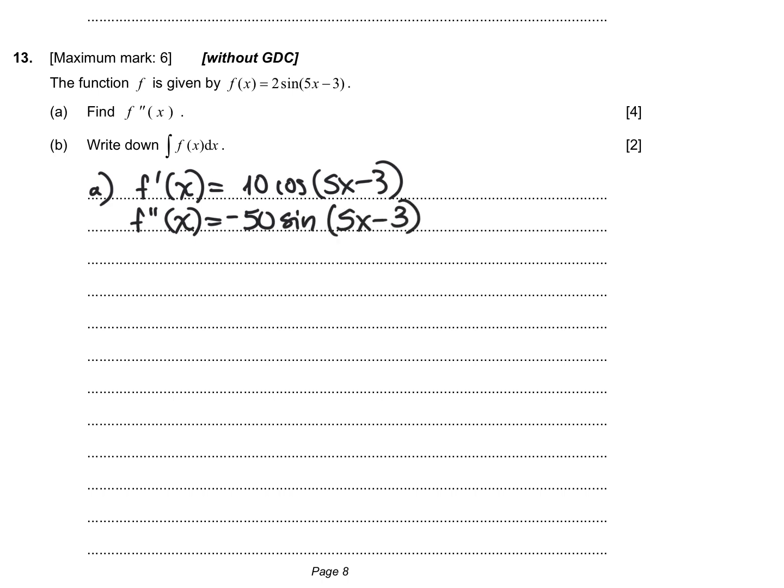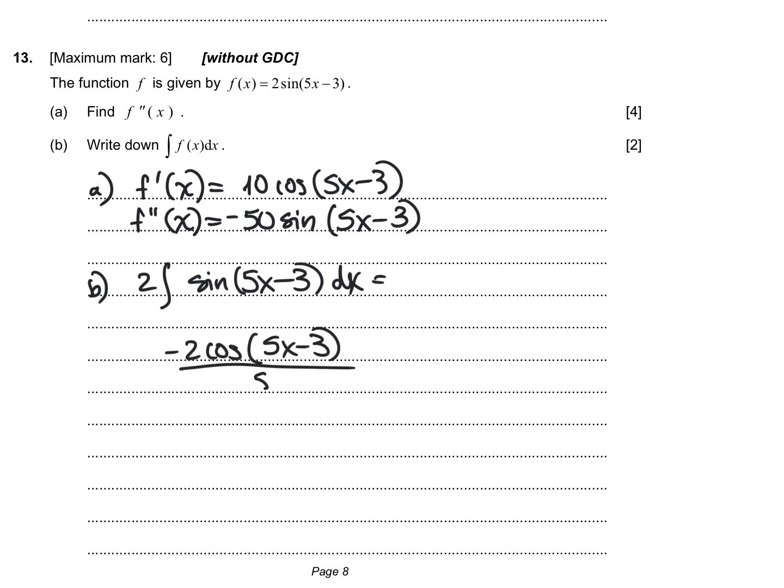And for b, we want the integral of f of x, so I'm going to put the 2 outside, and that's the integral of sine 5x minus 3 dx. So we've got negative 2 cosine 5x minus 3 over 5. The 2 stays, the integral of sine is negative cosine of 5x minus 3, and you divide by the derivative of the inside, 5x minus 3, which is 5.